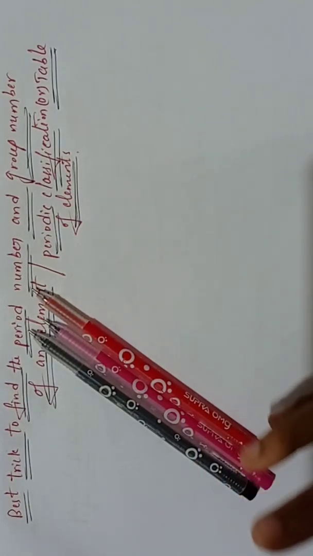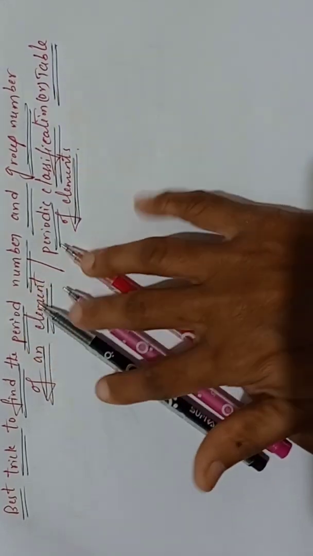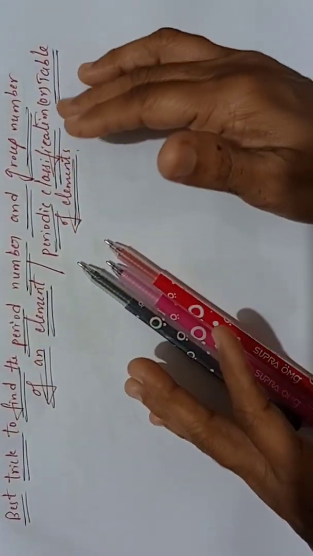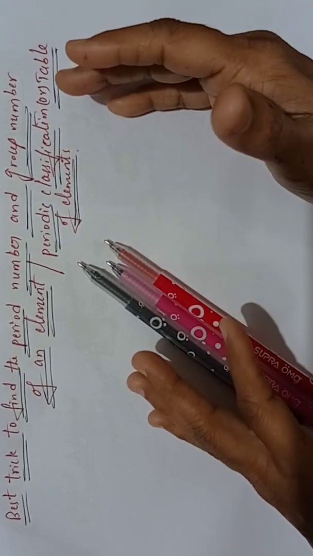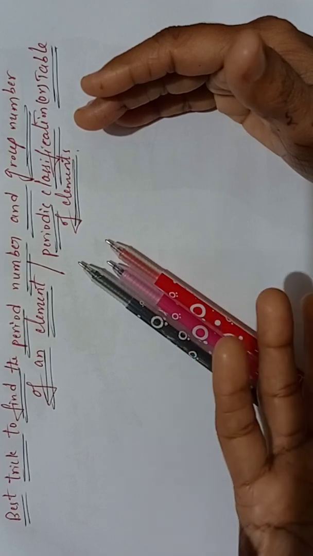In today's session I am going to give the best trick to find the period number and group number of an element. This topic belongs to periodic classification of elements, first PUC. Now, how to find the period number and group number of an element?